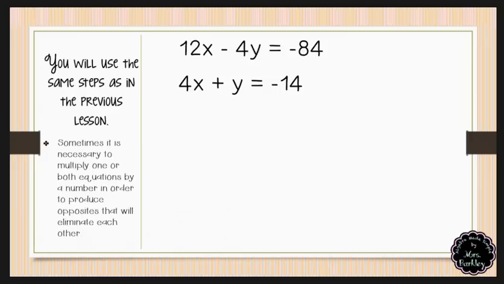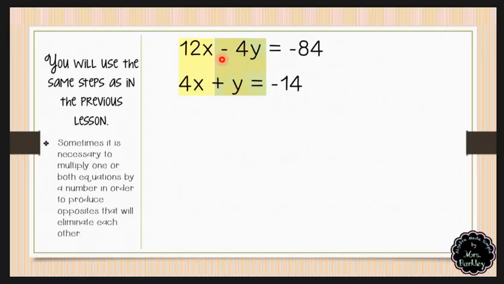So if we had the system 12x minus 4y equals negative 84 and 4x plus y equals negative 14. So these equations are once again already in standard form. So I have my x coefficients of 12 and 4 and my y coefficients of negative 4 and positive 1. So the x terms are not opposites and neither are the y terms. So I'm going to have to focus on the x's or the y's to make those opposites. So in this case, I'm going to work with the y's.